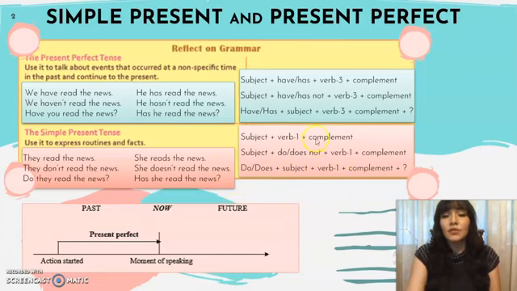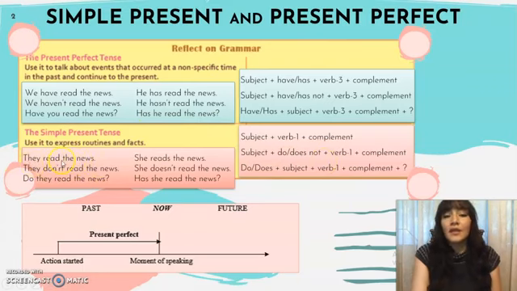Subject plus do or does, plus not, plus verb in the base form, plus complement. And the questions are the same. We have to change the order. Here we compare these both sentences. First, we have to write the auxiliary verb. Then we have to write the subject, the verb in the base form, the complement, and finally the question mark. So let's analyze some examples. Let's start with the positive structure.